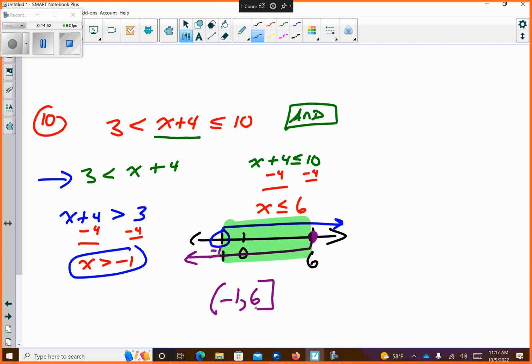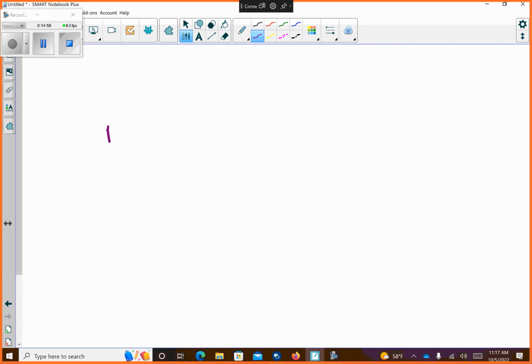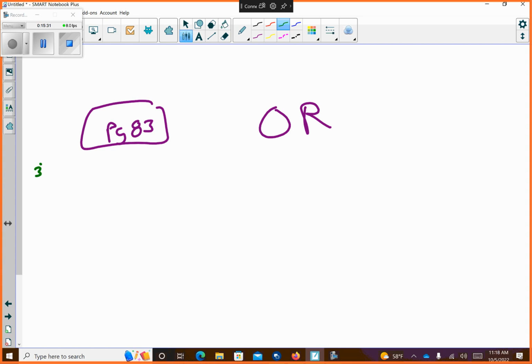Okay, my friends. Will you please turn your notes to page 83? Page 83. And we are now going to be down in the or area. Looking at the or area down there, notice both of those problems have what word? Or. So or means they could be going opposite, they can overlap, they can go the same direction. There's all kinds of things that take place.